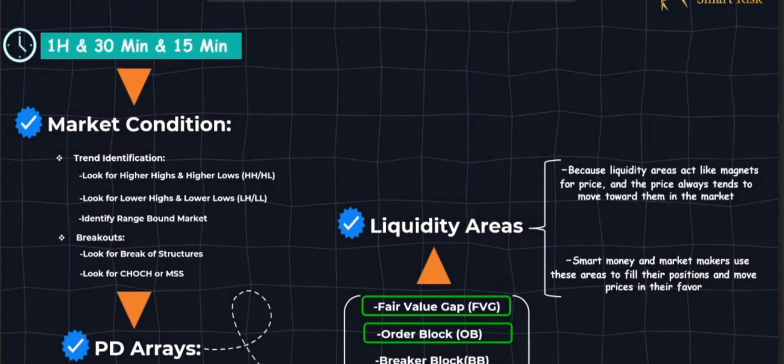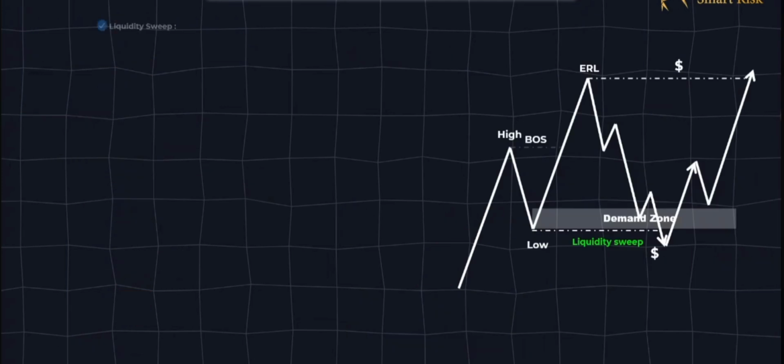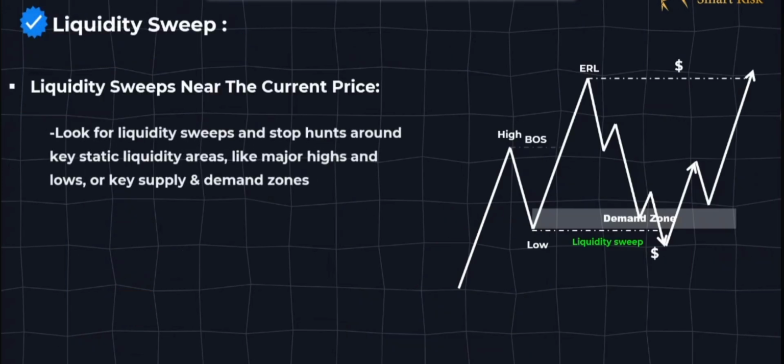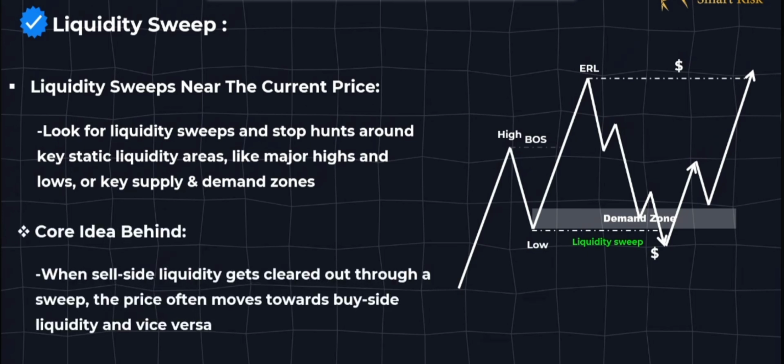The next important step on our analysis timeframes checklist is identifying recent liquidity sweeps near the current price. We want to carefully look for signs of liquidity grabs and stop hunts around key static liquidity areas, such as major highs, major lows, or important supply and demand zones. Catching these sweeps gives us a huge edge because it shows where the market has just collected liquidity and is likely to shift direction.